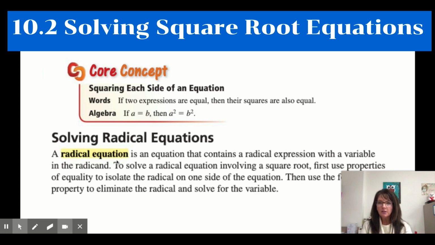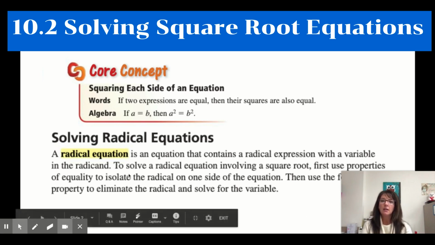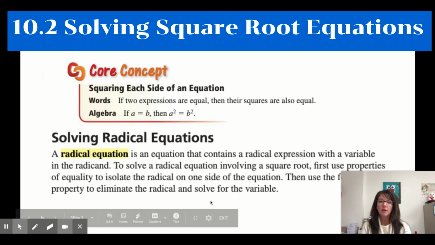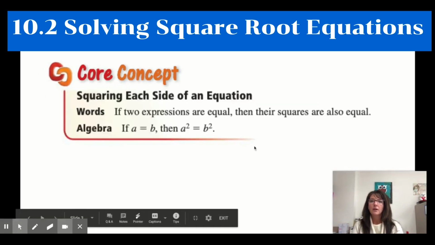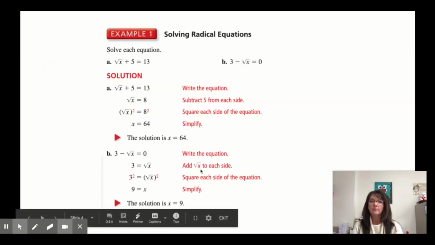A radical equation is an equation that contains a radical expression with a variable in the radicand. To solve it, we need to first use properties of equality to isolate the radical on one side of the equation. Then use the inverse operation of taking the root, which is squaring both sides like we saw right here, and solve for the variable. So this is that property that we're talking about. So here we go.